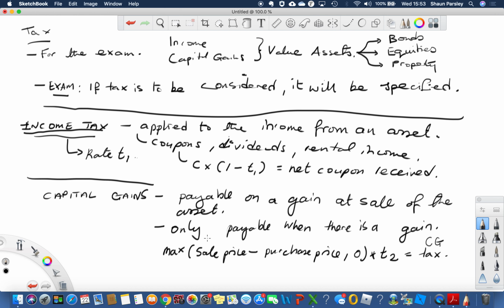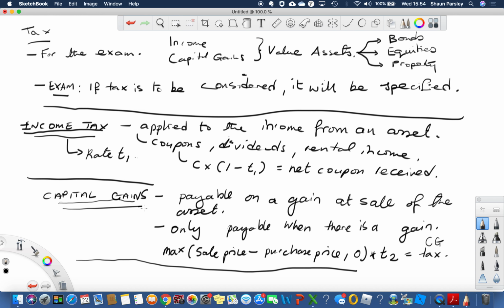So you can see that these things are different. Obviously the income tax is always applicable. When you get some income, you've got this tax rate, whereas capital gains tax is only payable when there is a gain. So you have to watch out for that. Some of the practice questions you'll be doing will apply a capital gains test before you include an allowance for capital gains, but you don't have to worry about that. So if you see capital gains, you know that there is going to be a gain applicable.